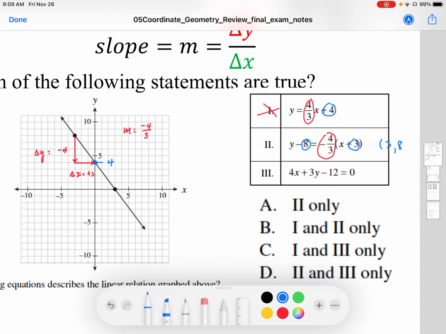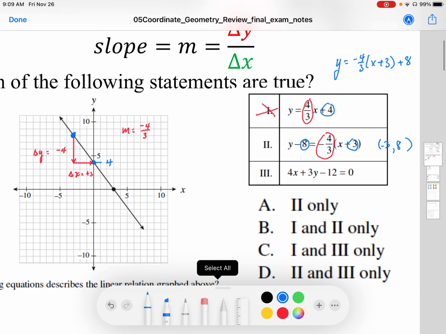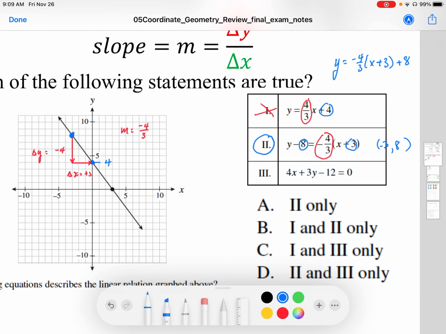Now if I were to rewrite it the way I had it above, it's going to be negative 4 over 3, x plus 3, and then the minus 8 becomes plus 8 on this side. So the coordinate is going to be negative 3, positive 8. If I take a look at negative 3, positive 8, that is a coordinate on this line. That means that this matches the slope and the positioning, so this must be a correct equation for that line.